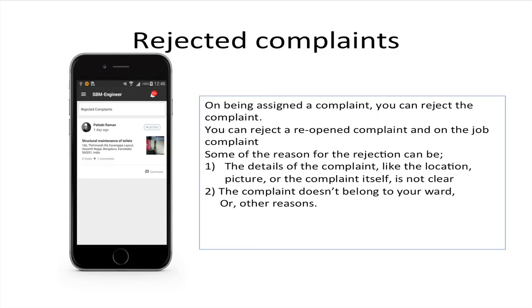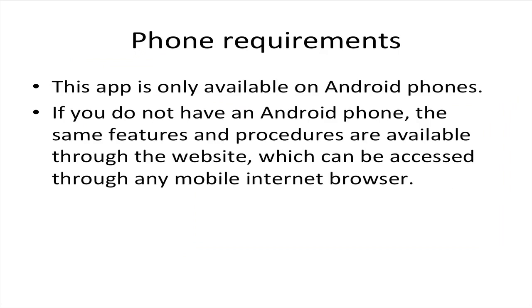Rejected complaints. You can also choose to reject the complaint. Please remember, you can reject a reopened and On the Job complaint. Some of the reasons for the rejection can be that the details of the complaint like location, picture, or the complaint itself is not clear. The complaint doesn't belong to your ward or any others.